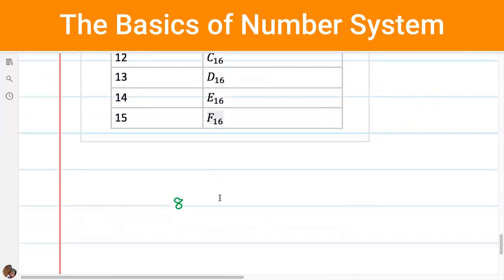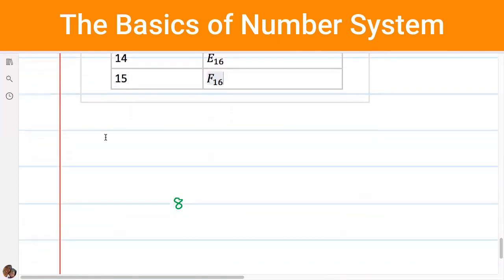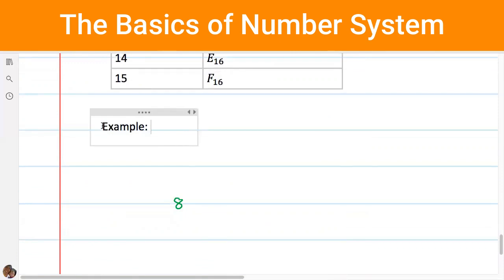Let's try. Assuming I have here, let's have an example. I have a hexadecimal number, 12A. This is your hexadecimal number, right? So I have a hexadecimal number of 12A. Now, what is this in decimal form?